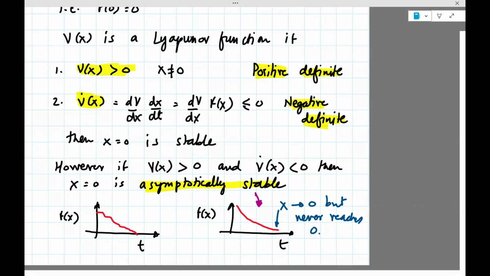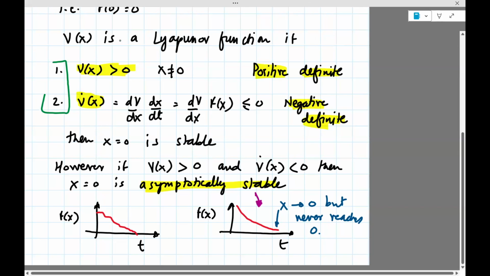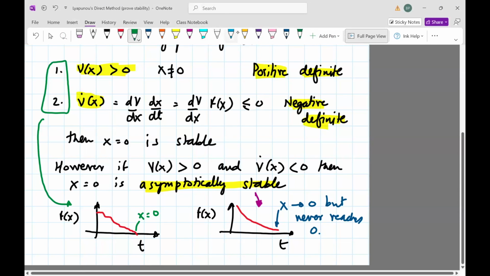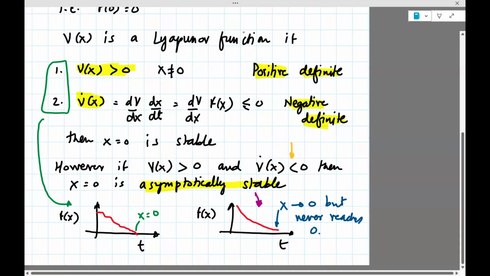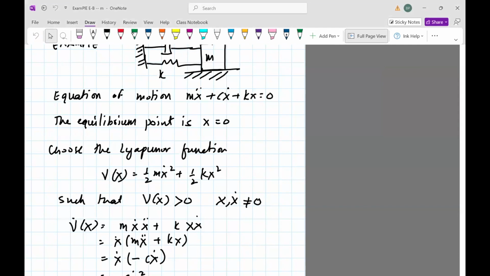The difference between these two is illustrated in this graph, where in one case it actually goes to 0 in finite time, and here you can see it does not go to 0, but never reaches 0. The only change in the condition is right here. If you see this, it is less than 0, not less than or equal to 0. So you can never be sure it reaches 0, which means x never reaches 0. That's the asymptotically stable condition. Here is an example which illustrates this idea.